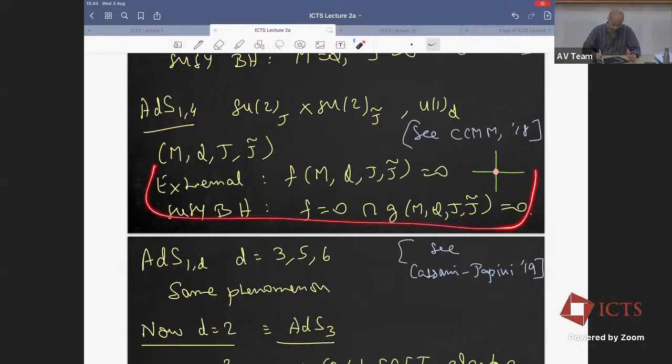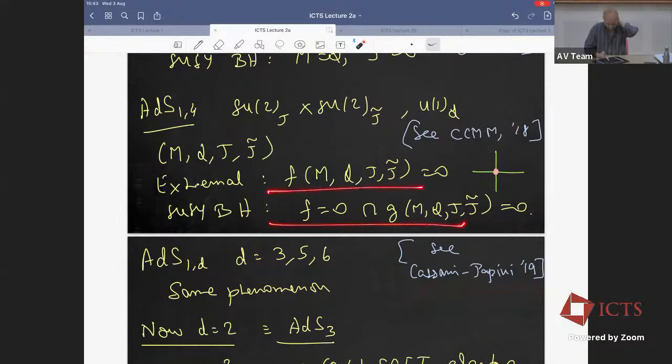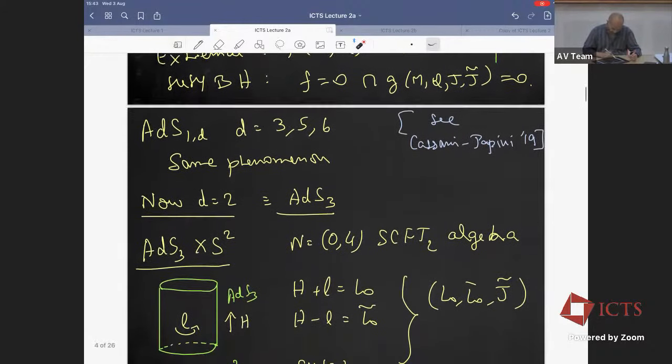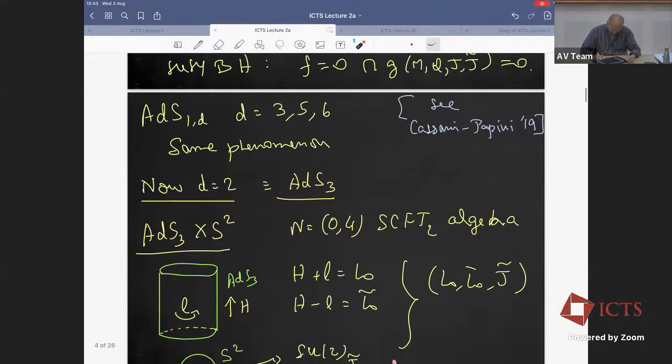Exactly the same phenomenon happens. I won't work it out. Davide Cassani and his student Papini have worked out all the details. You can look at this paper. The statements are precisely the same. The number of charges varies a little bit according to the gauge group, according to the rotation group. I do want to do AdS3 because that's what caused the confusion.